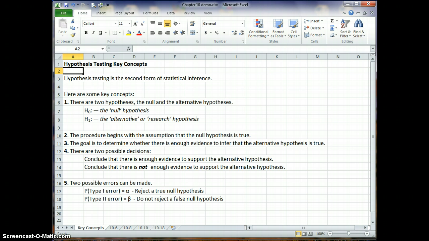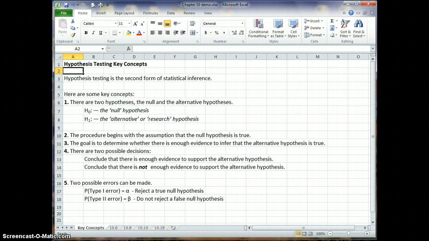One, we can conclude that there is enough evidence to support the alternative hypothesis, or two, we have to conclude that there is not enough evidence to support the alternative hypothesis. So again, it's all based on the alternative, not on the null.